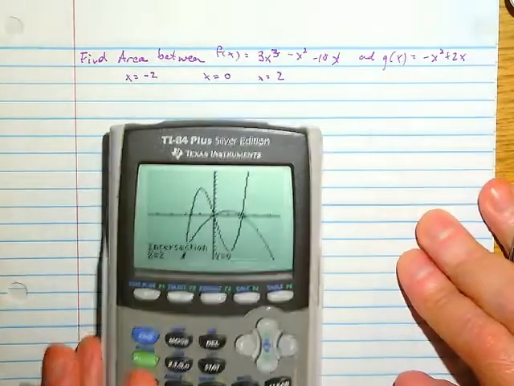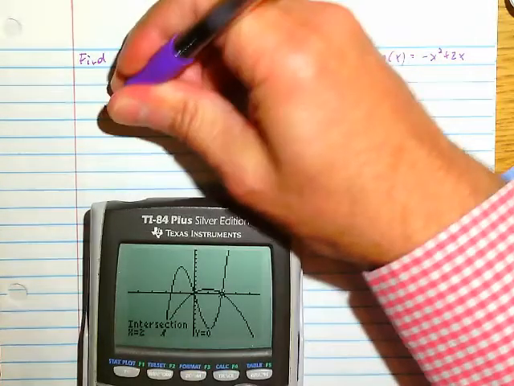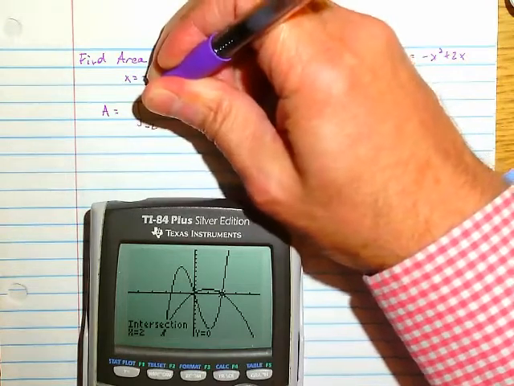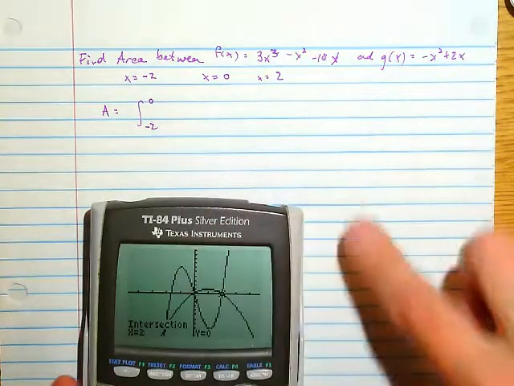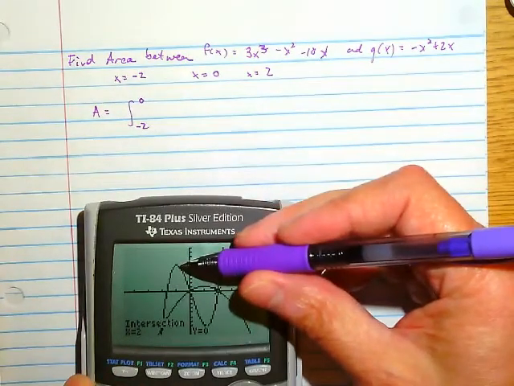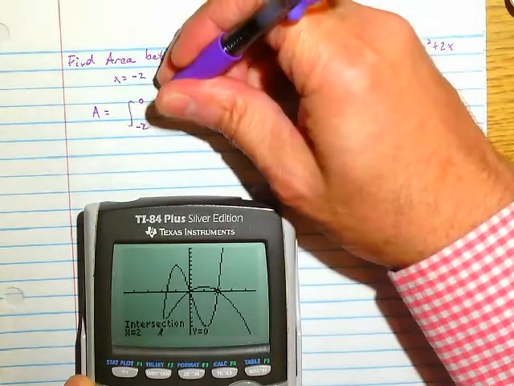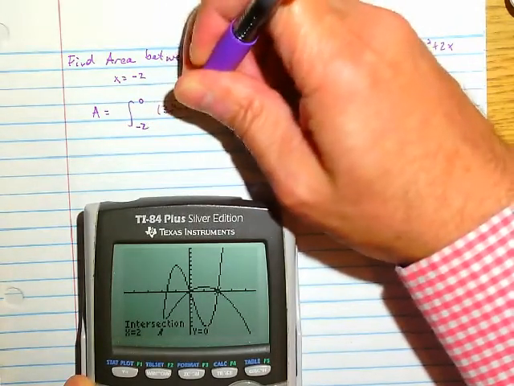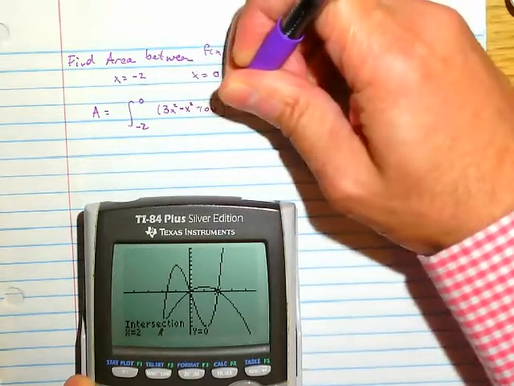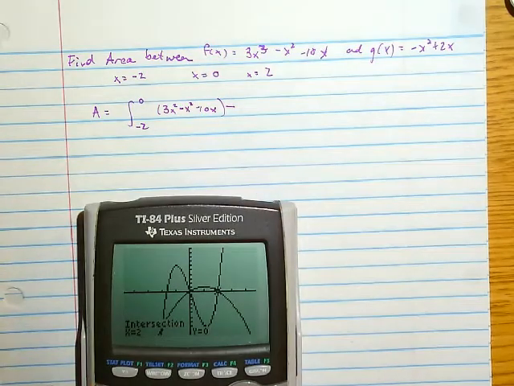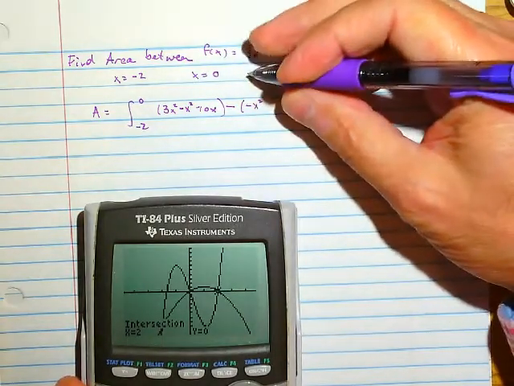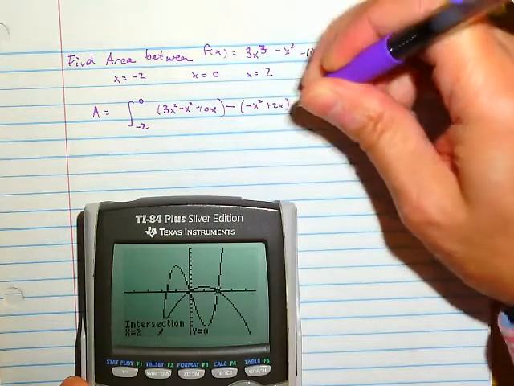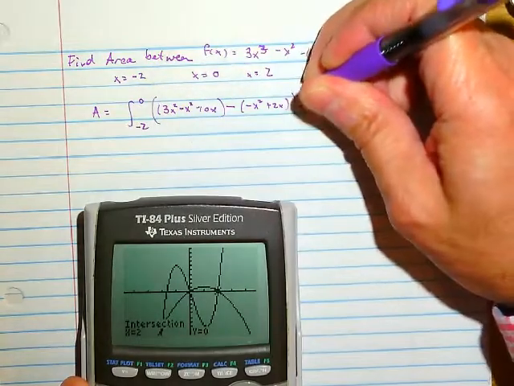Okay? In setting this up, I'm going to need to find the area from negative 2 to 0. However, what's my top curve? Because I've got some kind of, and I can sketch this on a piece of paper, but I think you can see that the top curve is my cubic function, isn't it? So that's 3x to the third minus x squared minus 10x, subtracting that whole quadratic, negative x squared plus 2x. And that's a dx.